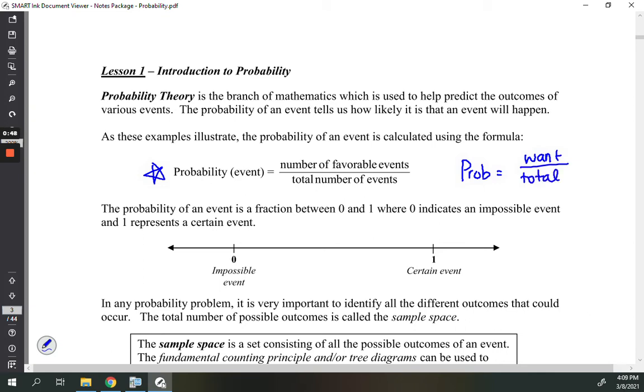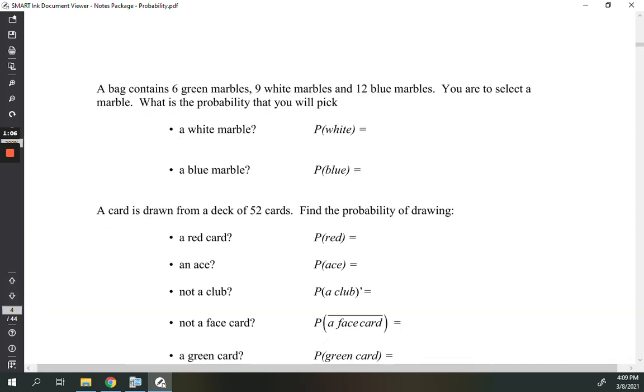You'll see probability will work out to be a fraction or a decimal between 0 and 1. 0 means it's impossible, there's a 0% chance of it happening. 1 means that it's absolutely certain, a 100% chance that the event is likely to happen. So let's switch to the next page and do a couple of examples.